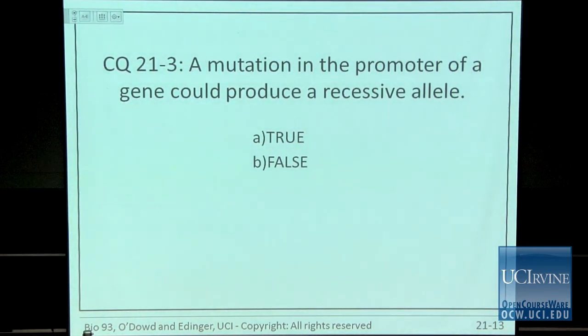This is another question that people often find confusing. A mutation in the promoter of a gene could produce a recessive allele. Is that true or false?